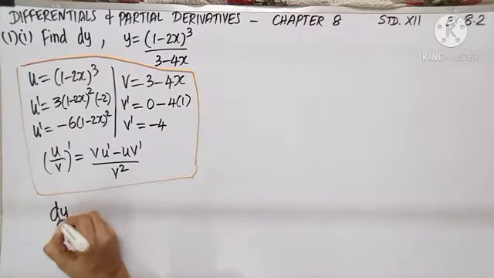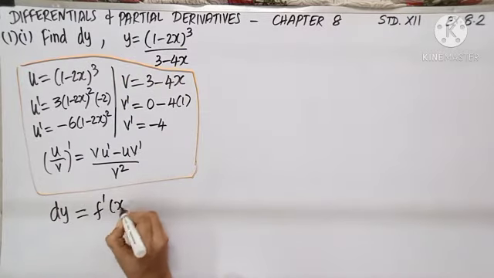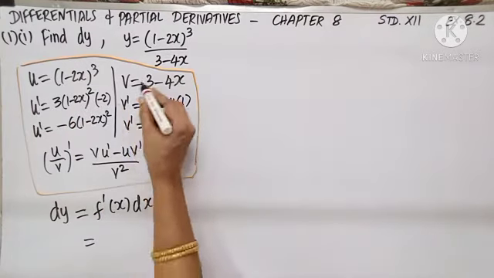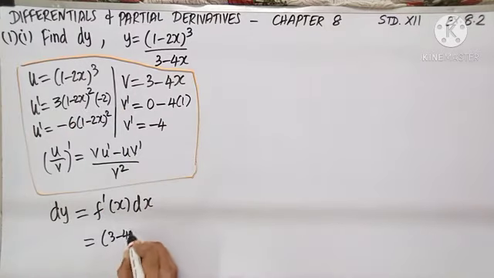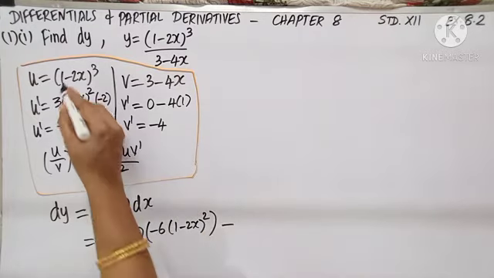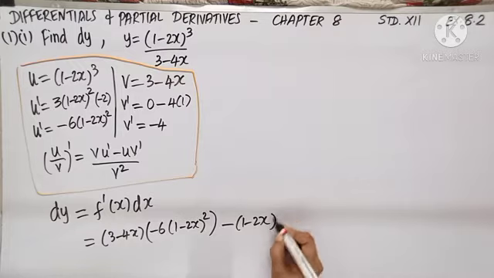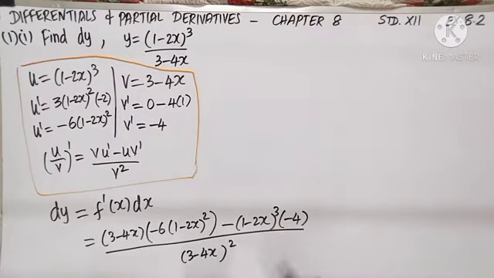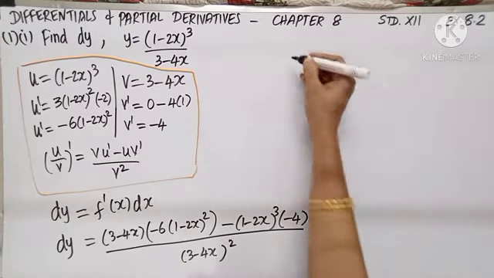Dy equals f dash of x into dx. Instead of f dash of x, we will apply this formula: (v u dash − u v dash) divided by v square. u dash is −4, 3 minus 4x... the whole square minus u v dash, 1 minus 2x the whole cube into v dash is −4 divided by v square, 3 minus 4x the whole square, into dx.